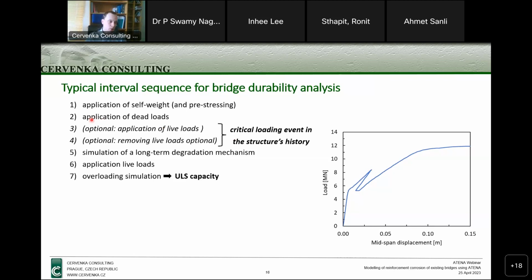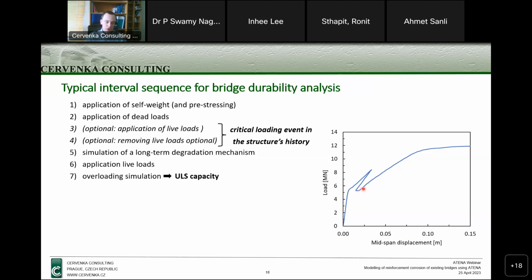So in this case we use interval number 4 for unloading. You can see that we unload to a slightly different point, since there is some remaining deformation as we are in a nonlinear analysis, and at this moment we apply the degradation mechanism in interval 5. This is represented with this segment on the load displacement diagram, where the midspan deflection increases at the constant load.